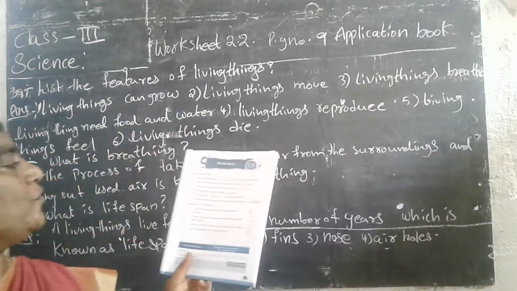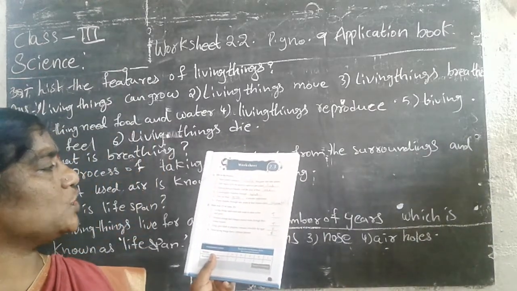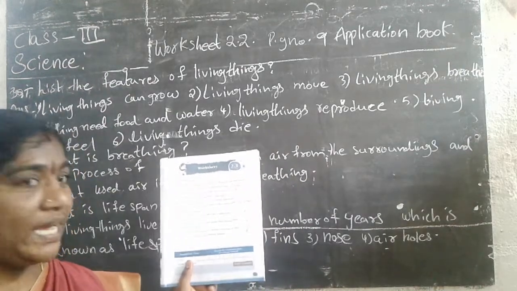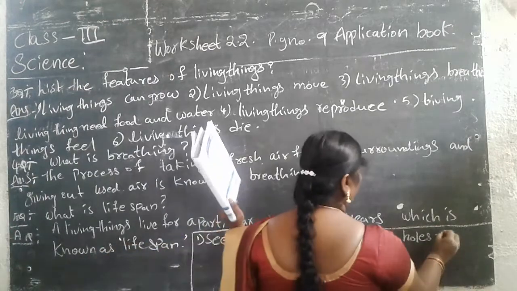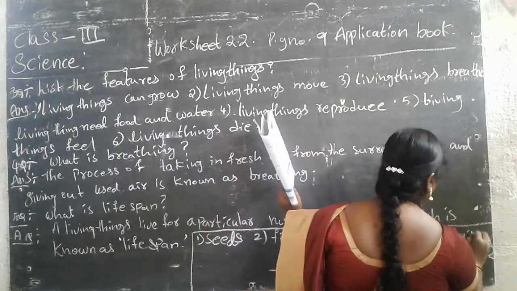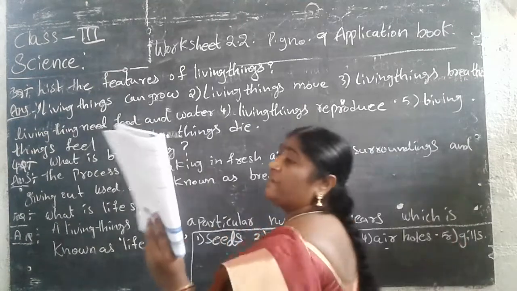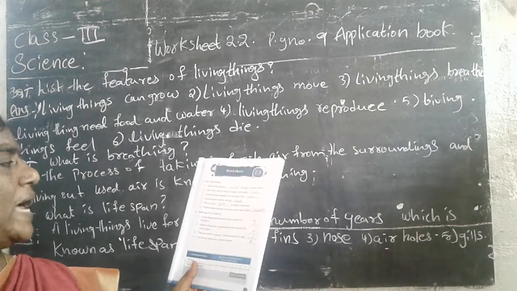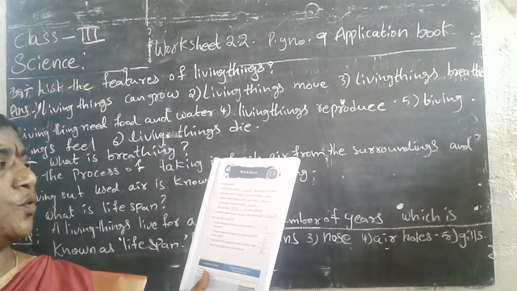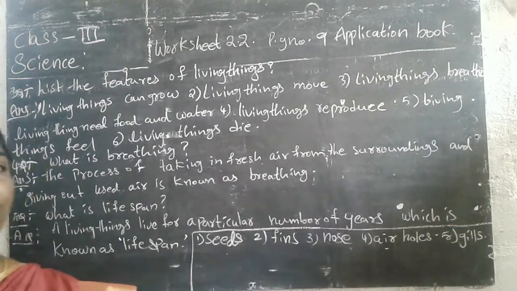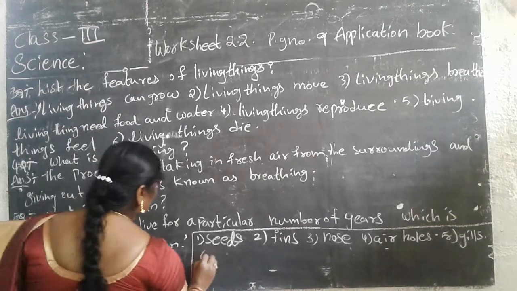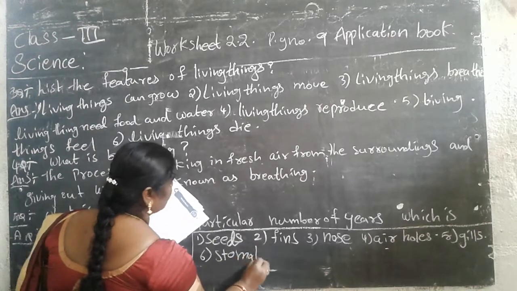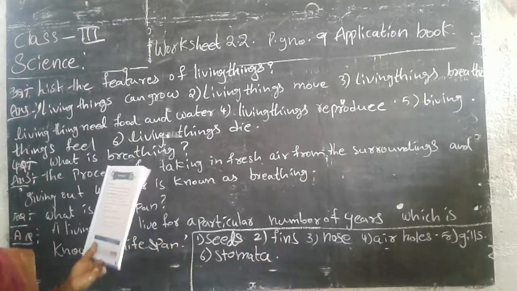Next, fifth one. Fish use their dash to breathe underwater. How can the fish breathe under the water? Yes, with the help of gills. Fifth one, gills. The fish use their gills to breathe underwater. Sixth one, plants breathe through the tiny pores in their leaves called what? Stomata. Okay.